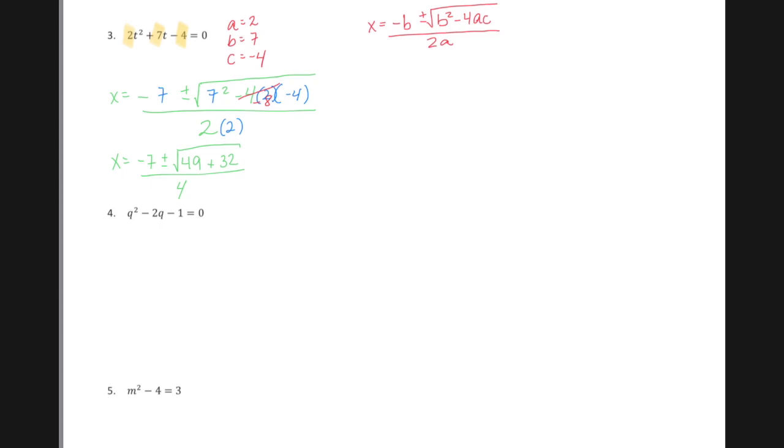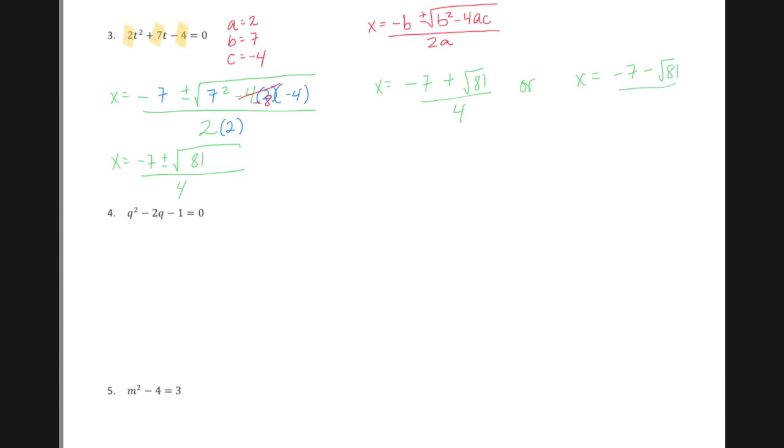All right. Now I'm going to try to simplify what's inside the square root. 49 plus 32. I do a quick math. You obviously have your calculator. I don't in front of me right now. That's going to give me an 81. I notice that 81 is a perfect square, friends. Know your perfect squares. It's going to save you a lot of time. So I can actually take this out of the square root symbol and end up with negative 7 plus or minus 9 divided by 4.